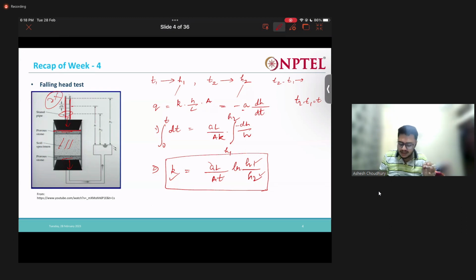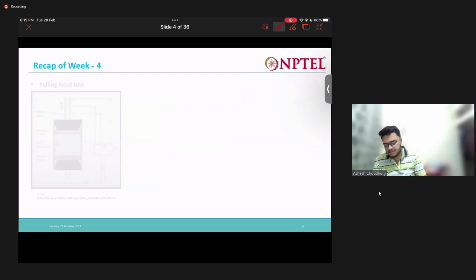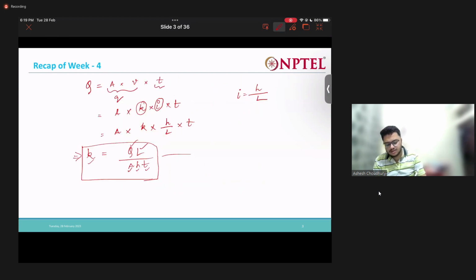And in the falling head test, what happens? In fine grained soil, the pores are very small, so the water takes more time to pass through the soil. So it's easier to measure the time, the fall of head from h1 to h2. It's easier to note the values, right? So that's why you use the falling head test for fine grained soil. The falling head test is for fine grained soil, and the constant head test is used for granular or coarse soil.